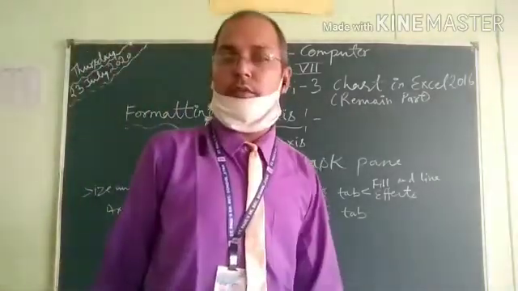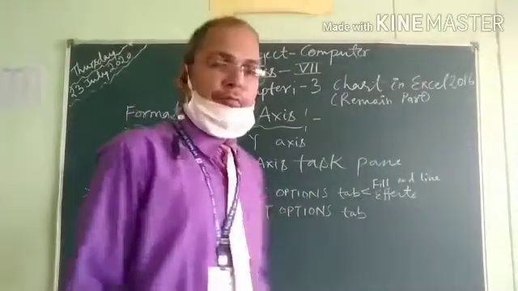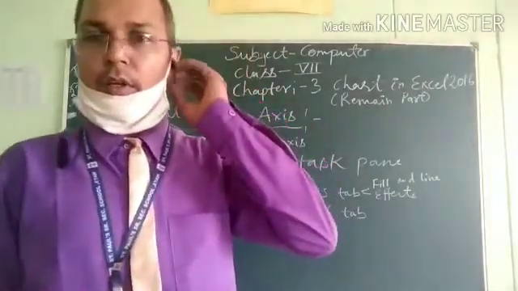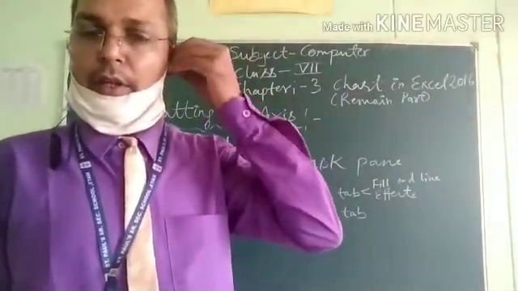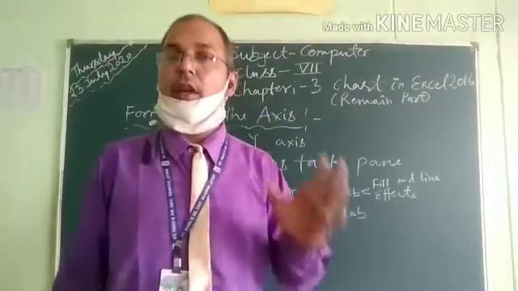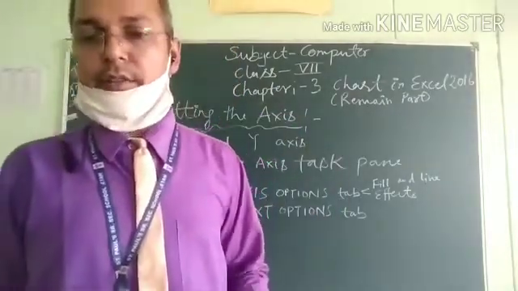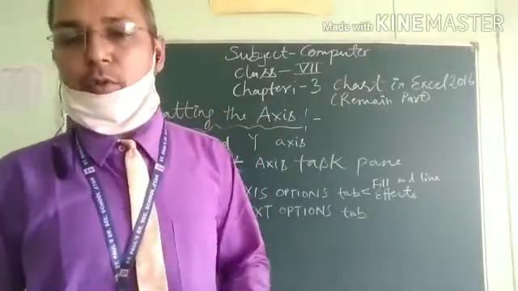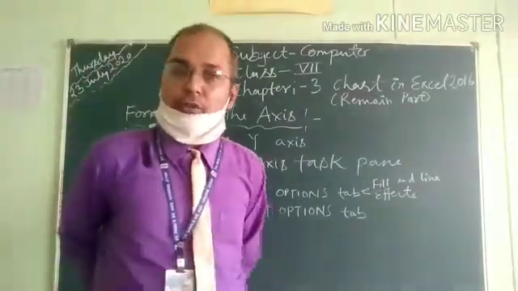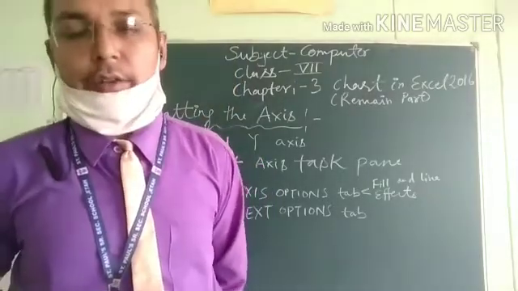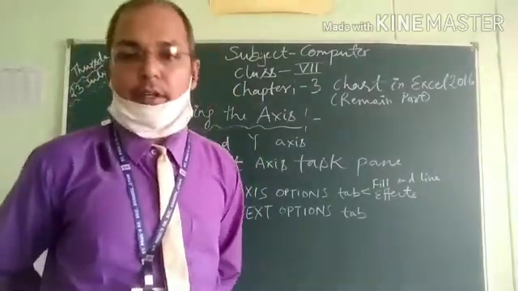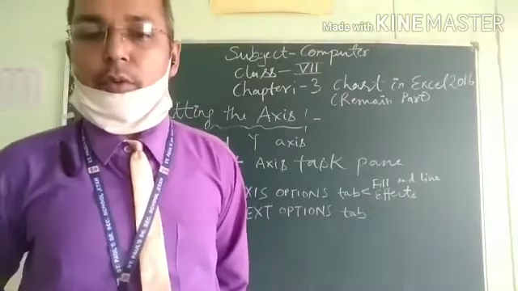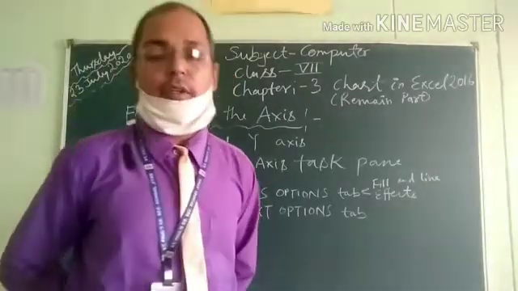The four options in the axis option. So, Fill and Line. First we will talk about Fill and Line. This option is used to fill color, picture or texture, and line. Effects: this option is used to apply 3D effect and shadow.